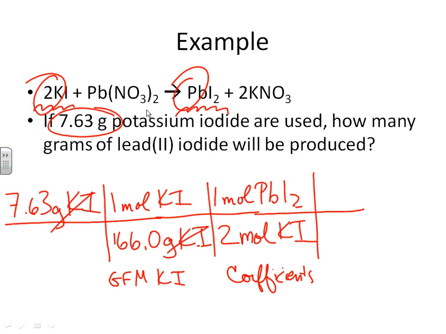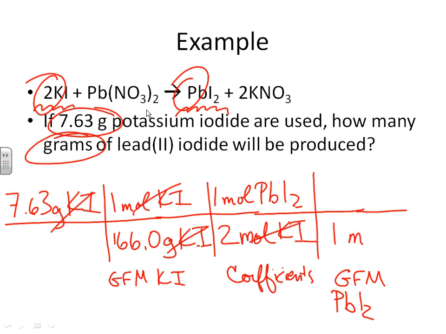But the problem isn't asking us how many moles of lead-2 iodide were produced, it's asking us how many grams of lead-2 iodide were produced. So now we're going to take that mole value and turn it back into grams using the gram formula mass of PbI2, because that's what gram formula mass lets you do. Moles of KI have canceled. Right now we've got moles of PbI2. Gram formula mass says that for every 1 mole of PbI2, it weighs 461 grams. So the final step, we're turning moles of PbI2 into grams of PbI2 using its gram formula mass.